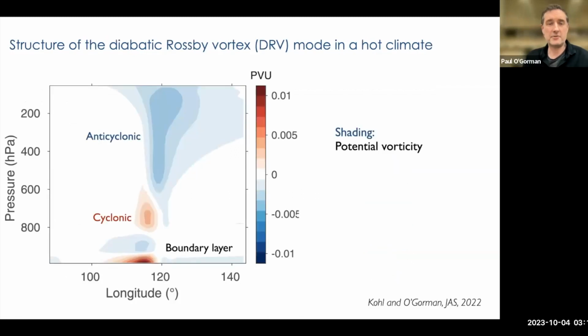So we can then go to our normal mode, that's a diabatic Rossby vortex in the hot climate. And what's shown here in shading is the potential vorticity versus longitude and pressure. The basic features are a very large anticyclonic, or negative, PV in the middle and upper troposphere, and then cyclonic PV in the lower troposphere. And then there's stuff going on in the boundary layer, which may not be very realistic, so I won't talk as much about that. So that's the PV we see in the growing mode.